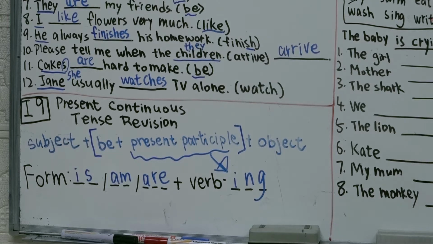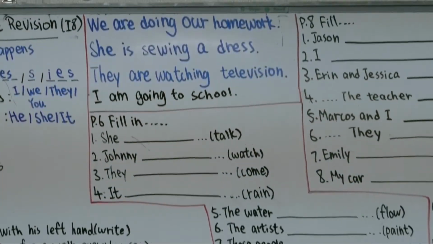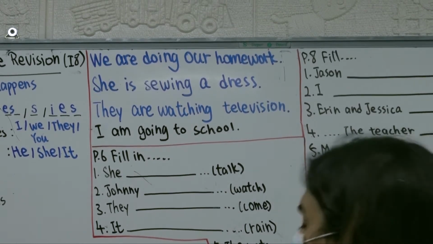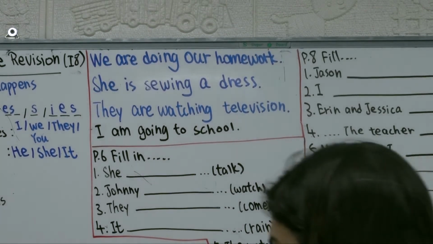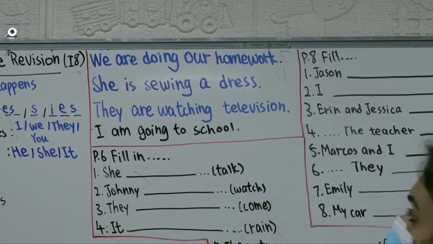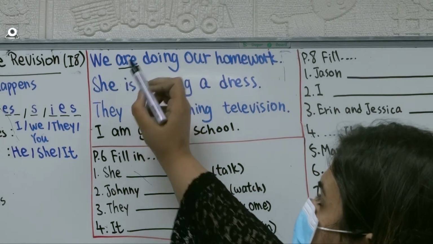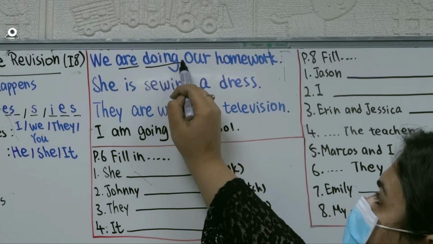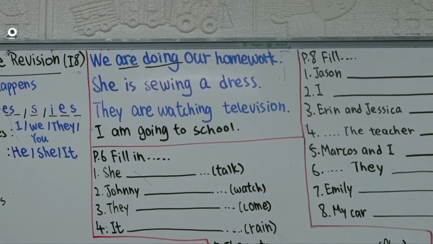So let's have a look at the example in your book. It says, we are doing our homework. So the subject is we here, right? That's why the verb to be are is used. The verb do becomes doing. We are doing our homework. Next one. She's sewing a dress.